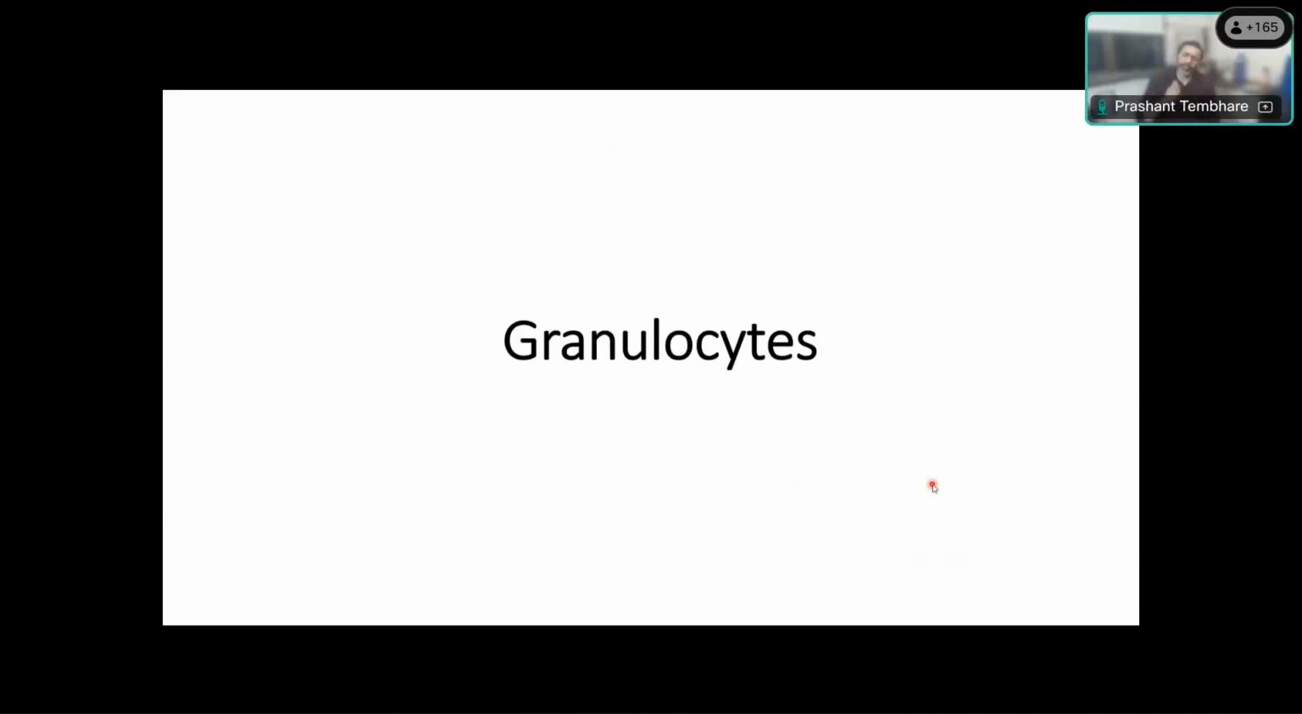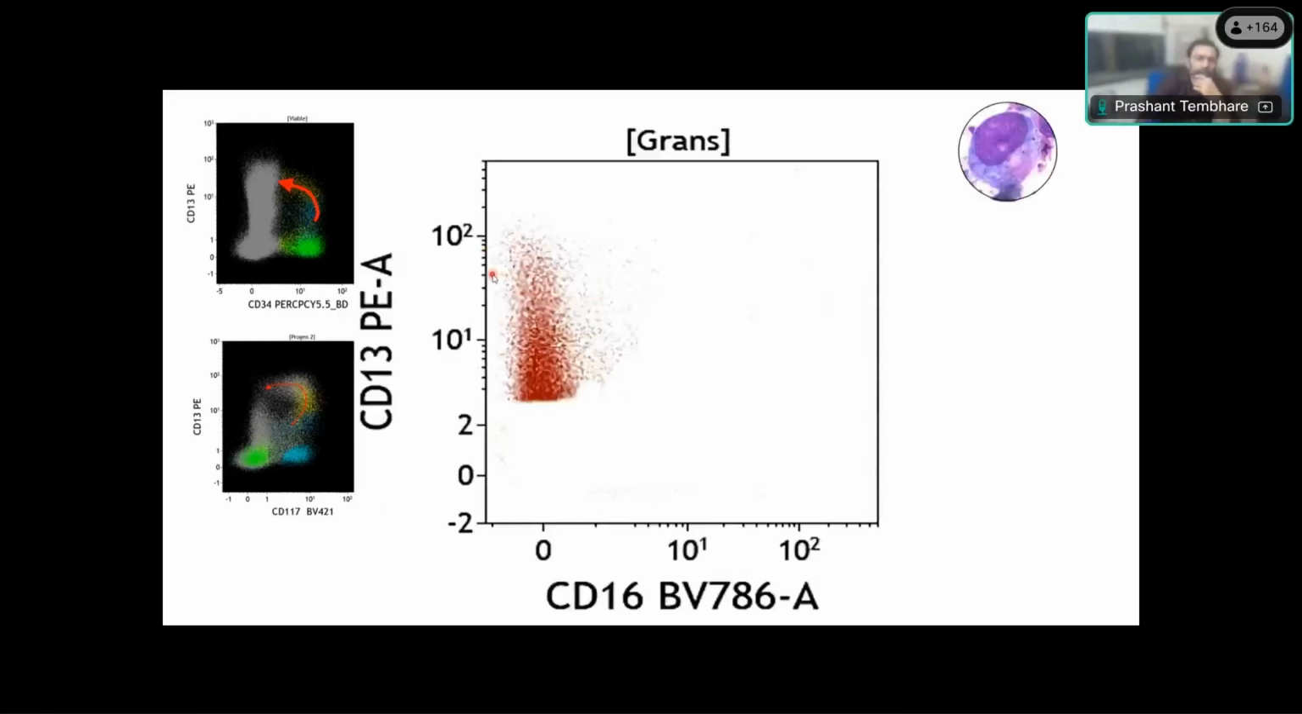Now coming to the granulocyte compartment, that means the stages other than stem cell, other than blast. Now we know that cells mature from stem cells to the granulocyte series, and the next stage from the blast is the promyelocyte stage.